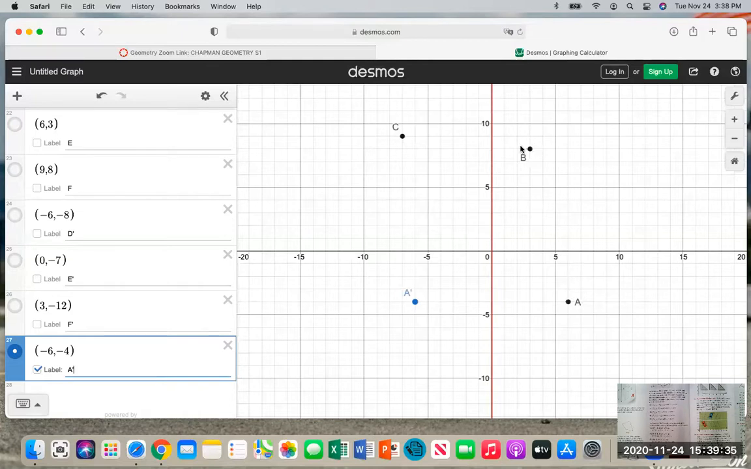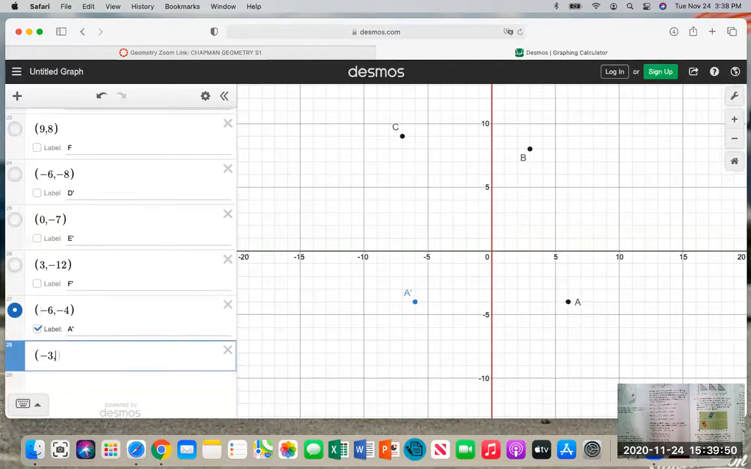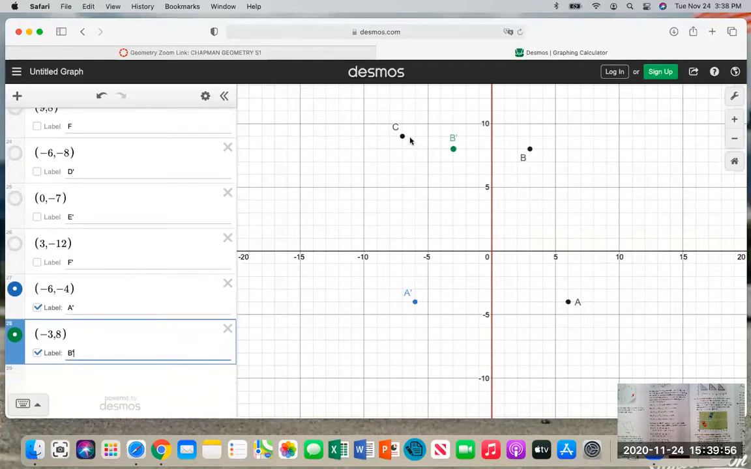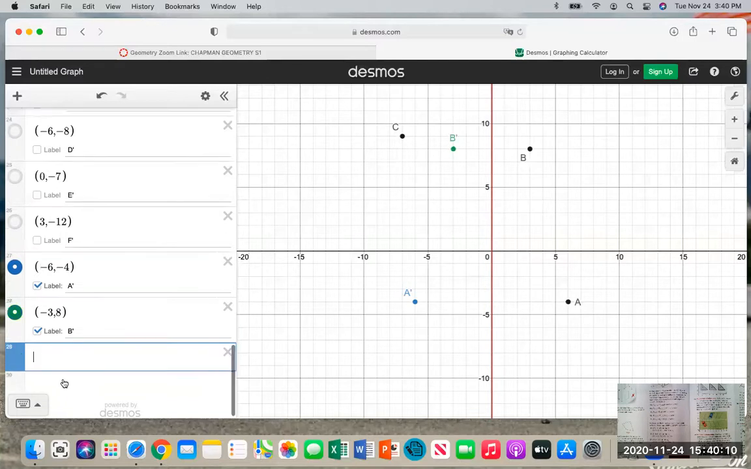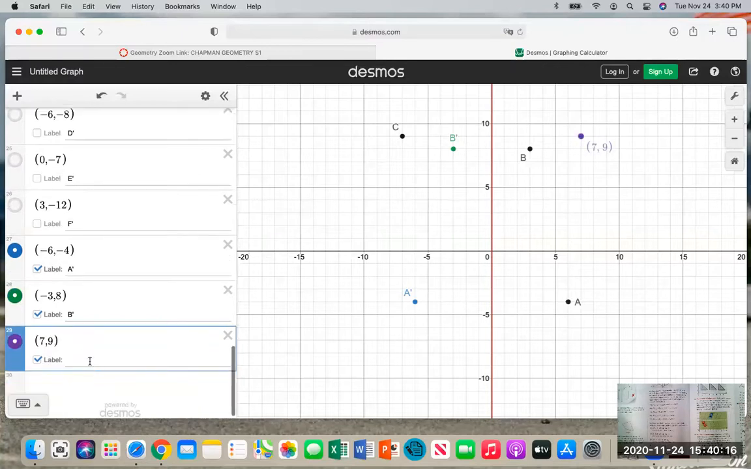Same thing with B. It looks like it's 1, 2, 3 units away. So B prime has to be 1, 2, 3 units away. So that's at -3, 8. We'll call that B prime. And then C is 1, 2, 3, 4, 5, 6, 7 units away. So C prime has to be 7 units away on the other side. So that's going to be at 7, 9. And we'll label that C prime.